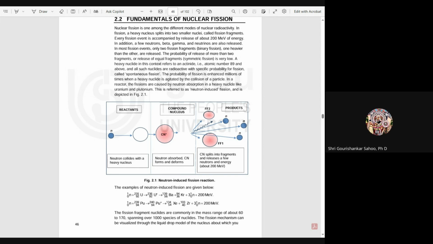So I have already discussed the fundamentals of nuclear fission. Now I am explaining it to you again as per your request.